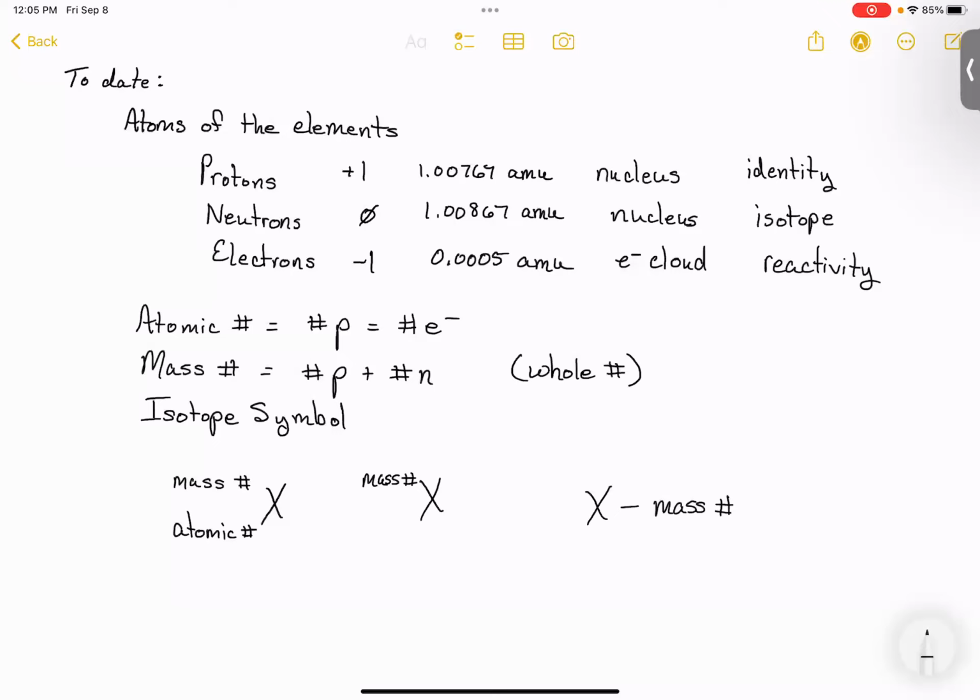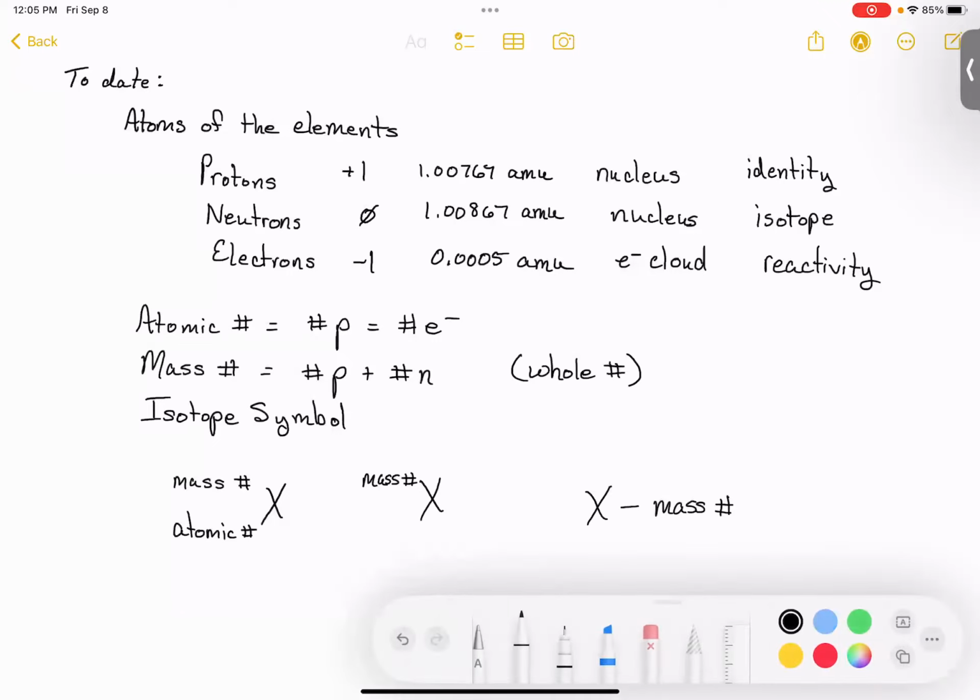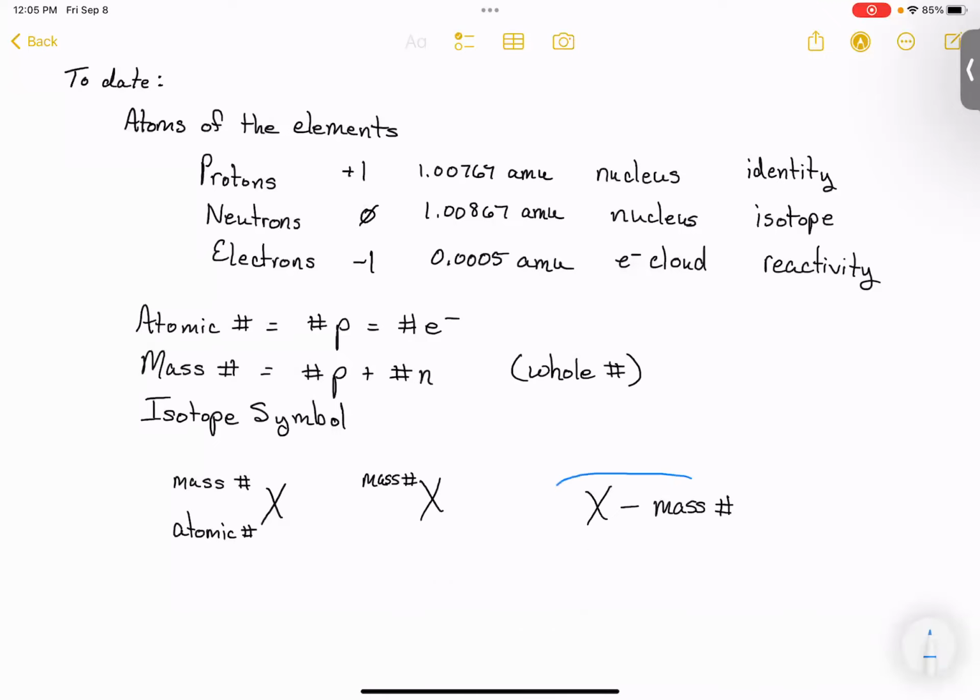Lastly, you have your isotope symbols. Now, the one that you worked with a lot on Wednesday was the one where you had the name of the element or the symbol of the element followed by its mass number. So like lithium 7, helium 4. Those are examples of an isotope symbol.